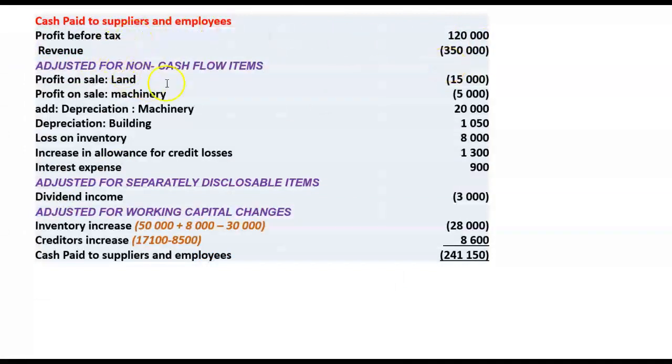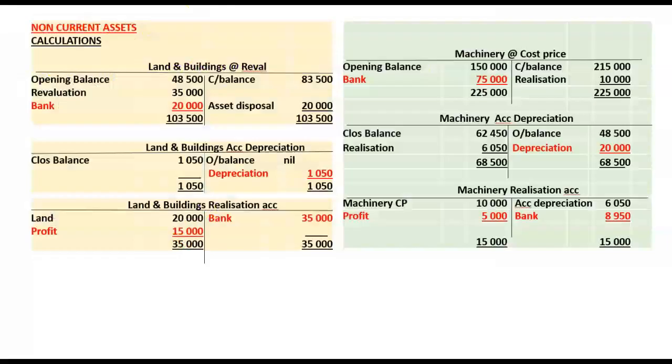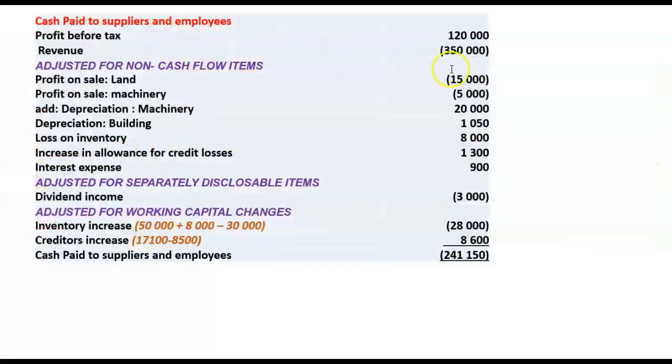Then I have to adjust my profit before tax for non-cash flow items. Now here we have a few. We have profit on the sale of land of 15,000. We have profit on the sale of machinery of 5,000. We have depreciation on land of 1,050, and we have depreciation on machinery and equipment of 20,000. So there's our profit, depreciation.